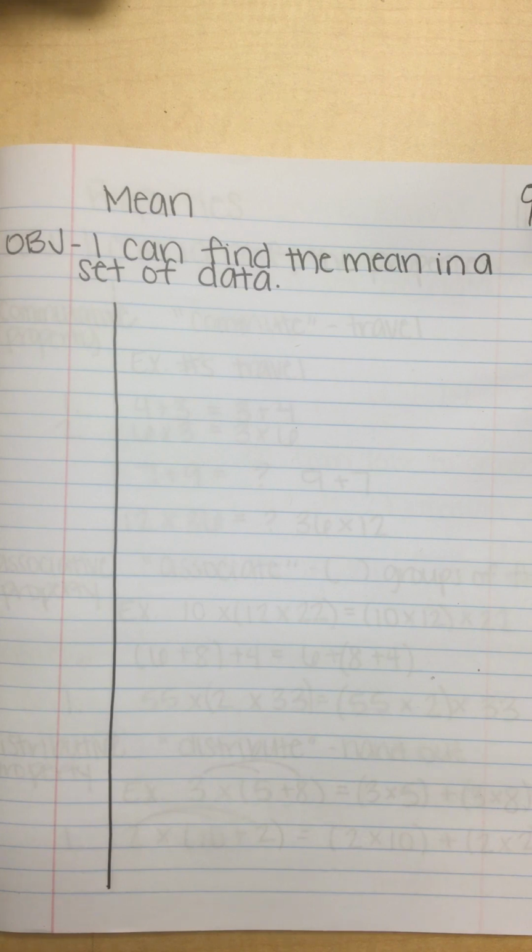Okay. Now we're going to talk about our objective. So our objective today is: I can find the mean in a set of data. So just like the median, the mode, and the range, we are using a set of data to find each one of these. So here's how we are going to find the mean, or what does mean actually mean.